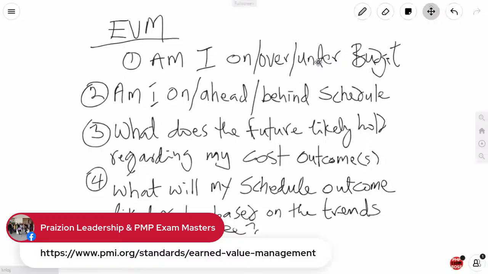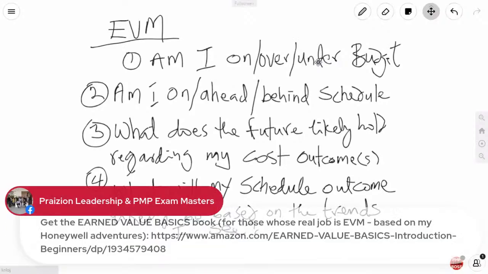Earned value was my gateway to upping the ante on my career. Until Honeywell came out with that job offer, I wasn't thinking earned value could be the main thing someone did for their career, but it was. I was an earned value specialist at Honeywell, so I'm very passionate about this. Like I said, I wrote a book. You can find that book on Amazon. It's called Earned Value Basics. I'm very passionate about it still.